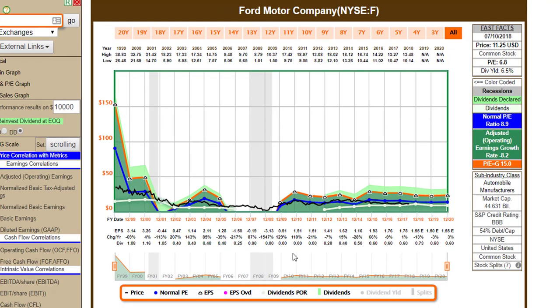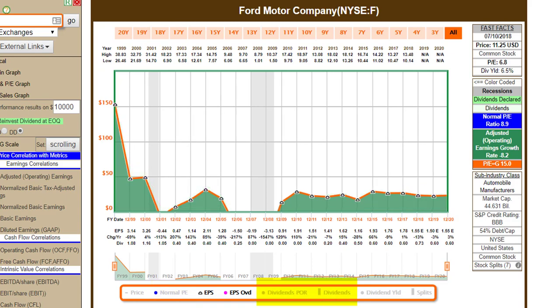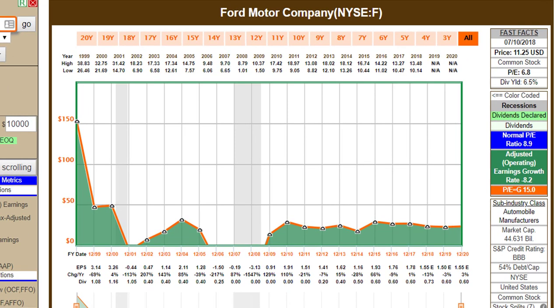But what I want to bring the viewer's attention to is the long-term history of this company. Let me take price off of this graph and normal PEs. And I'm going to take dividends off, and let's just look at the company's earnings. What's really difficult about automotive companies is that they're very cyclical, they're capital intensive, they sell big ticket items. It's very, very difficult for these companies to grow. So you can see that Ford actually has a negative long-term minus 8.2% growth rate.